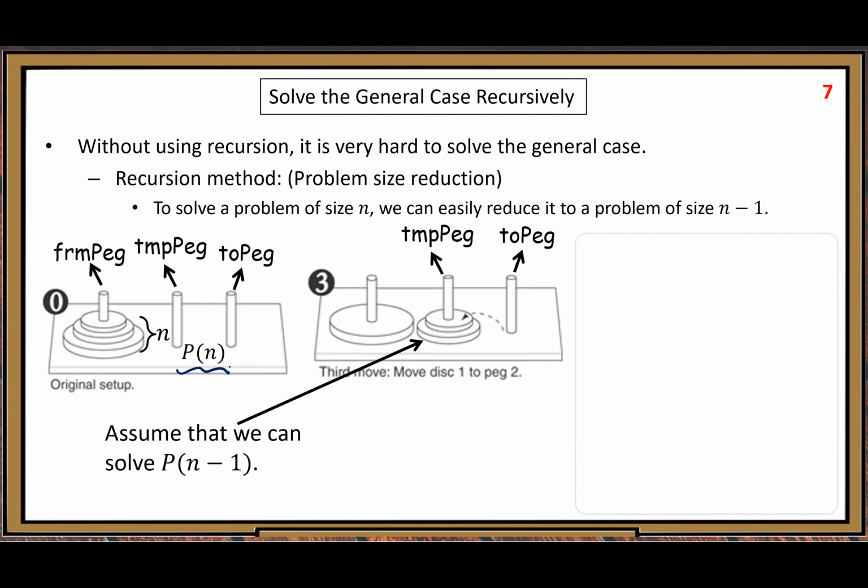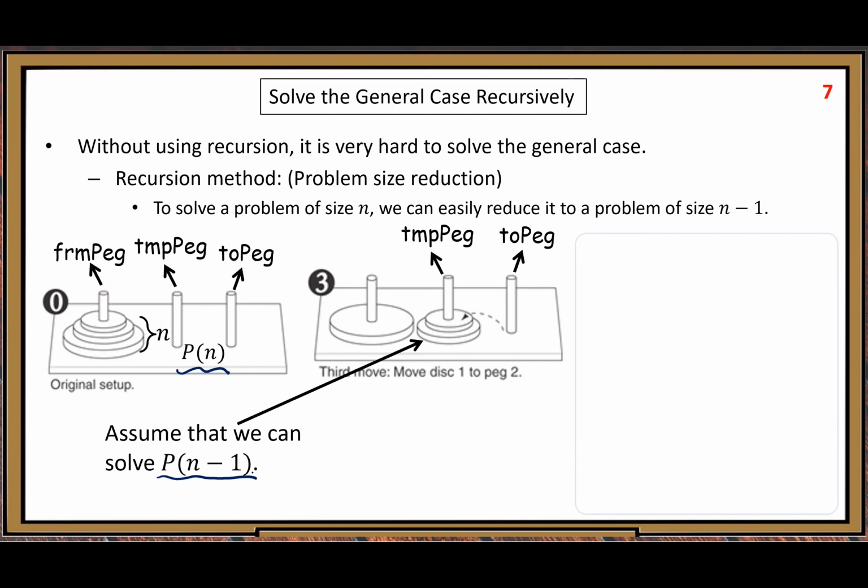And we can assume we have the solution. Okay, we have the solution. So that means we can move the top n minus 1 disks from the first peg to the second peg. That's the P of n minus 1 solution.